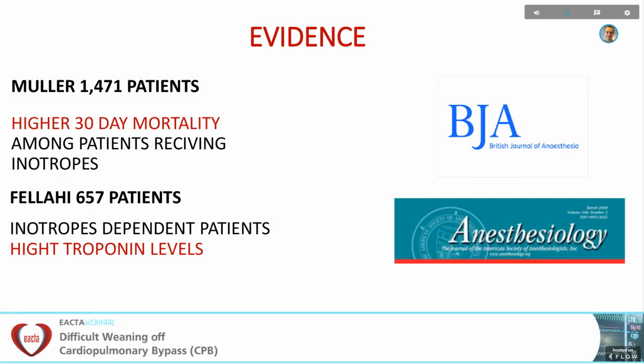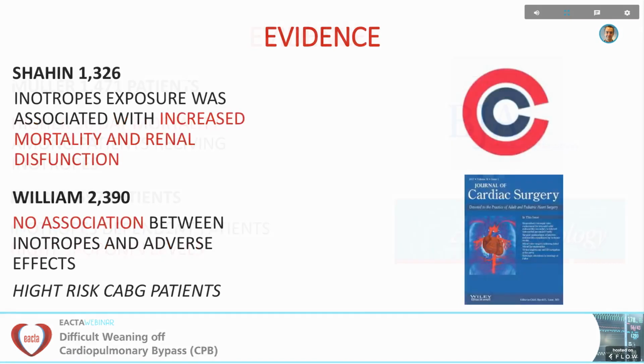What is the evidence that supports or does not support the use of inotropes? We have the 30-day mortality increase in patients receiving inotropes, British Journal of Anesthesia, the high troponin levels in patients receiving inotropes, Anesthesiology, the increased mortality and renal dysfunction in patients receiving inotropes, Critical Care, and there is no association between inotropes and adverse effect in high-risk CABG patients in Journal of Cardiac Surgery. This is the evidence that supports or does not support the use of inotropes today.